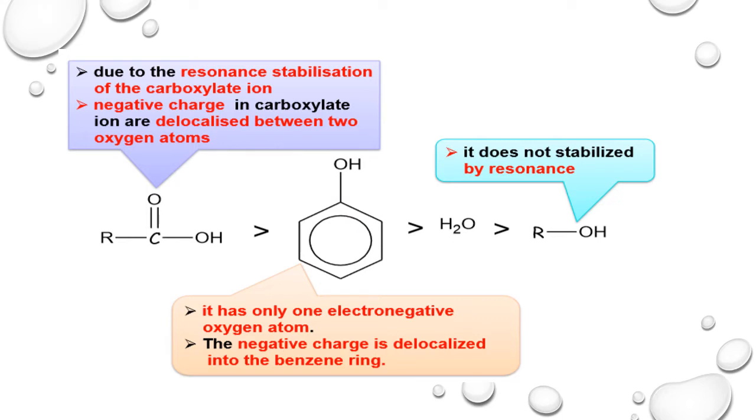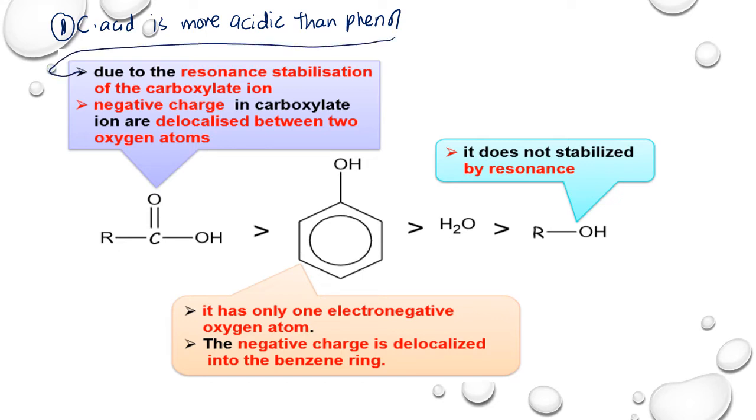Okay, jadi ayat yang awak akan tulis adalah, you're going to write it down like this. Ayat yang pertama, carboxylic acid is more acidic than phenol, due to the resonance stabilization of the carboxylate ion. So the negative charge in carboxylate ion is delocalized between two oxygen atoms. So tu statement yang pertama.